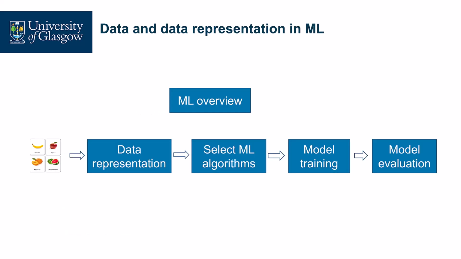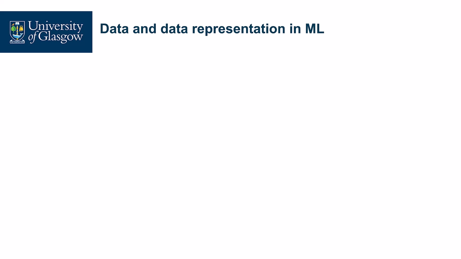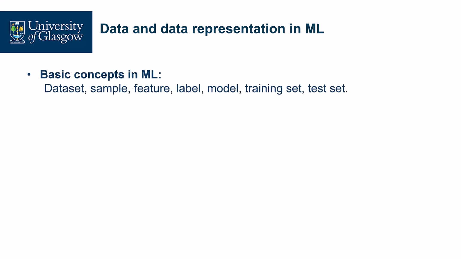After this, we go through step by step in this process. We first introduce data representation. So in this one, we introduce the basic concepts in data, right? So for example, the data set, the sample, the feature, the label, and then for machine learning, the model, the training set, and the test set.